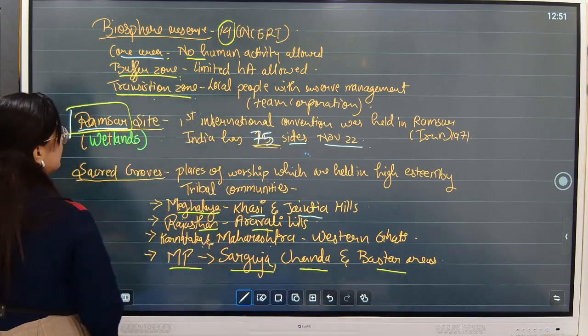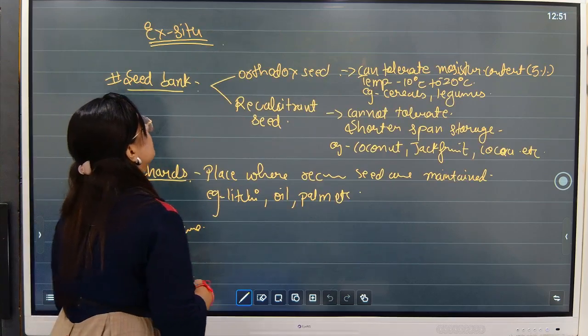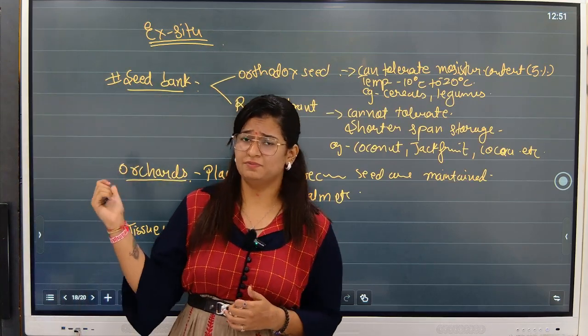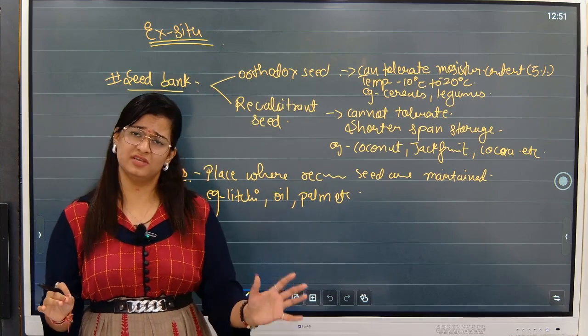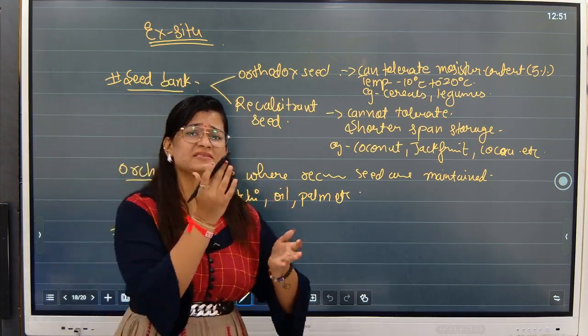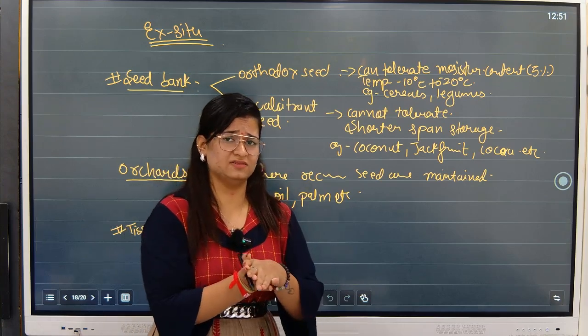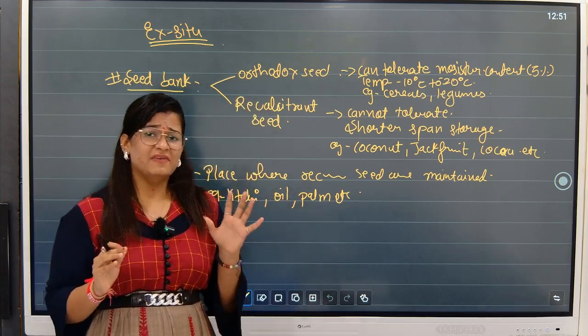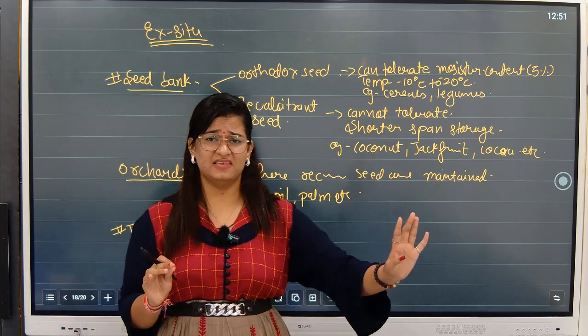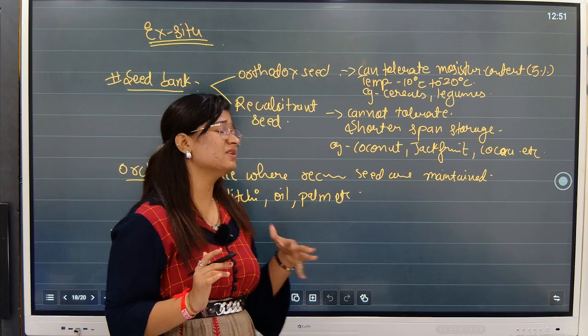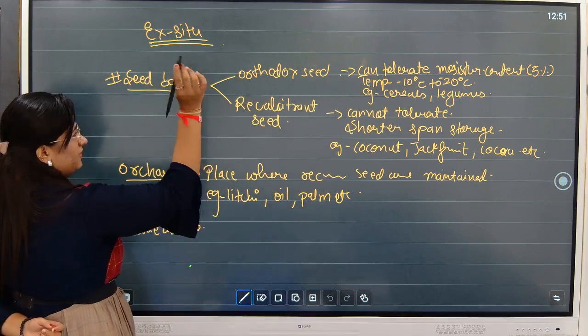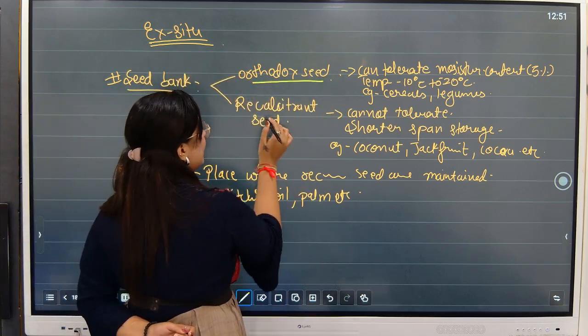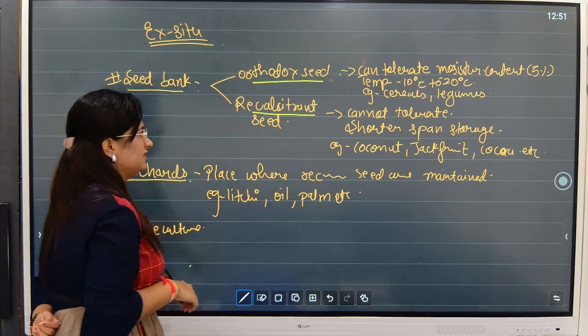Okay, next we have to discuss, with that last part we finish the in situ conservation topics. Then we have something called ex situ conservation. In ex situ conservation, we first categorize seeds, right? So in the seed bank we have orthodox seeds and recalcitrant seeds.